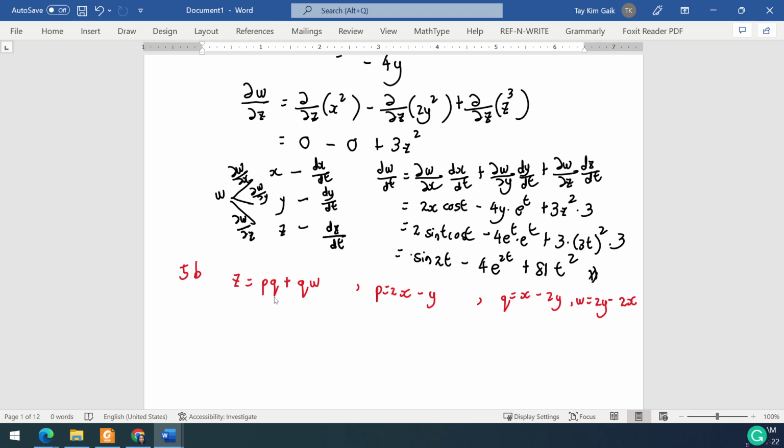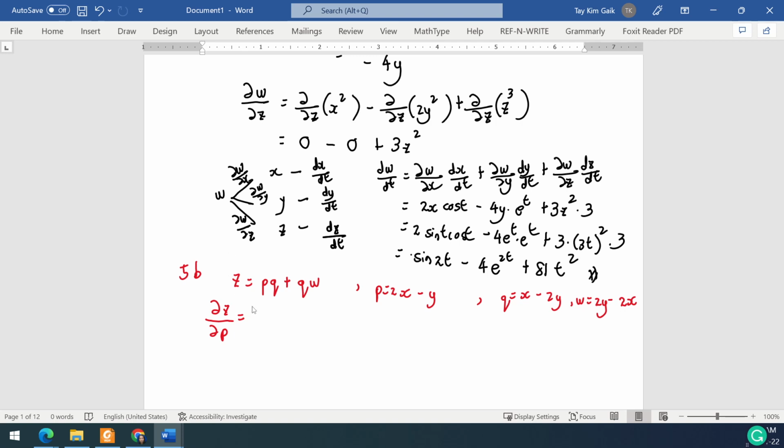So if you plug in pqw in terms of x and y, then z is actually a function of x and y. Hence we can find del z del x and del z del y, but the question just wants del z del x. For del z del x, you use the chain rule. First of all, you have to find del z, because z is a function of pqw, you can find del z del p. When you differentiate with respect to p, q and w are constant.